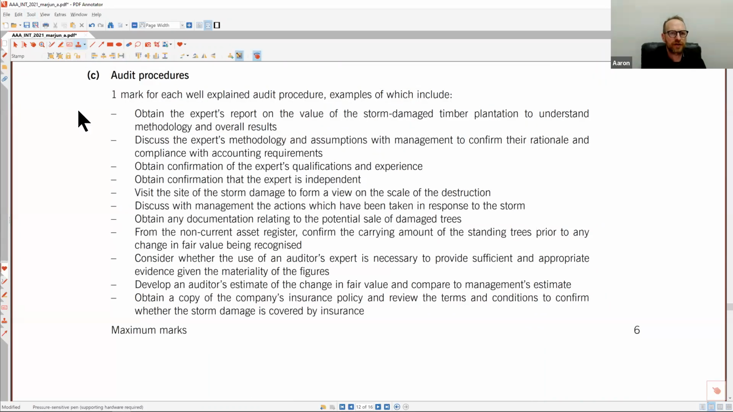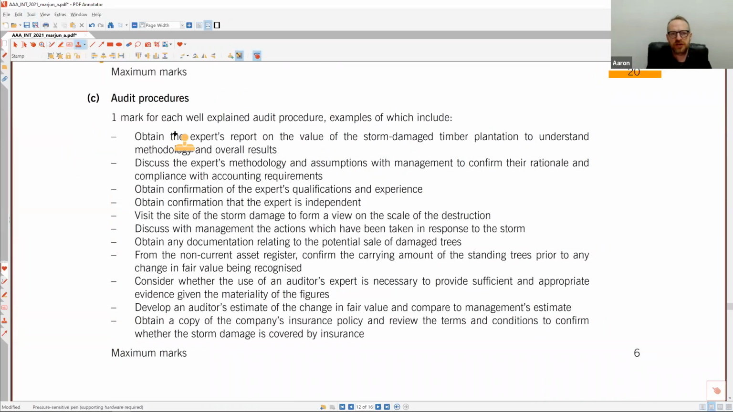Okay, so let's just look at the broad-based audit procedures. Get the expert's report, methodology, overall results. That's pretty easy. Discuss it with management to confirm the rationale. Check the qualifications, experience. Check the independence. Like 2 marks for that. That's a gift. Visit the site of the storm to view the scale of the destruction.